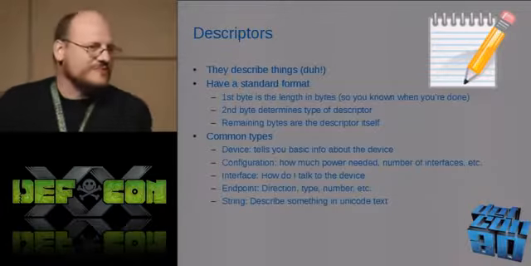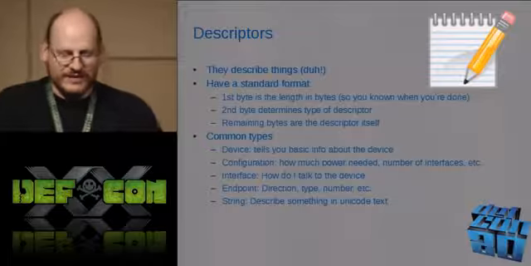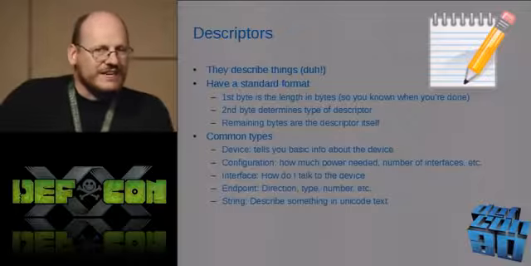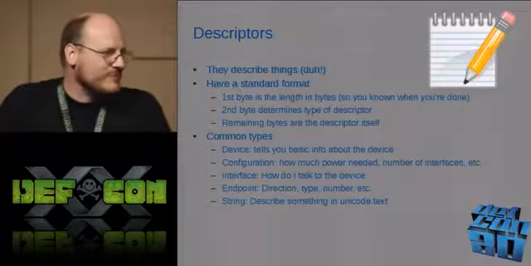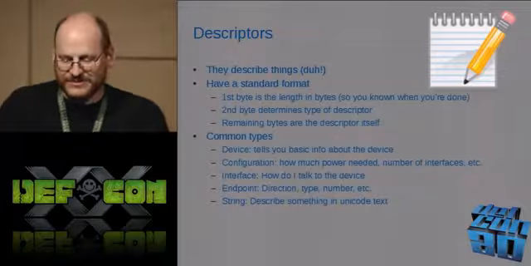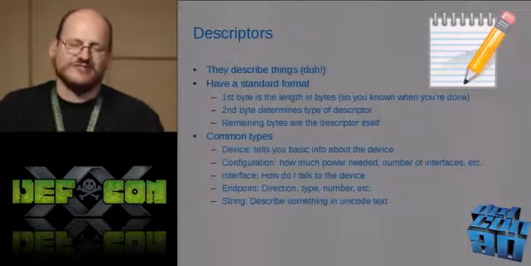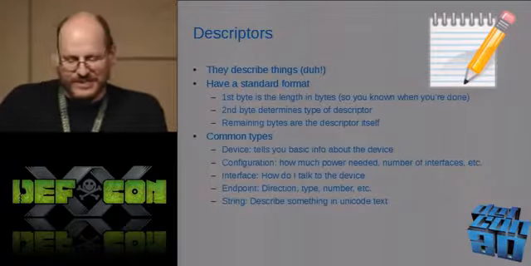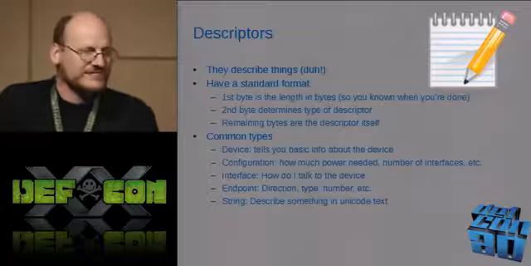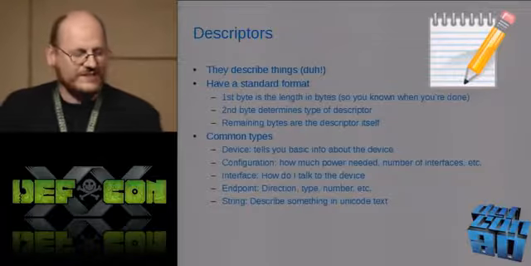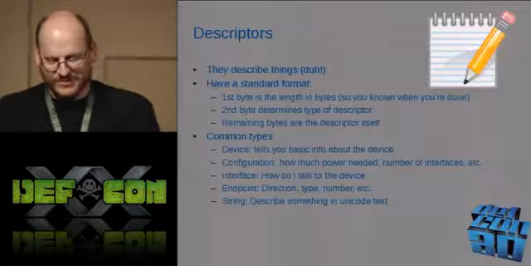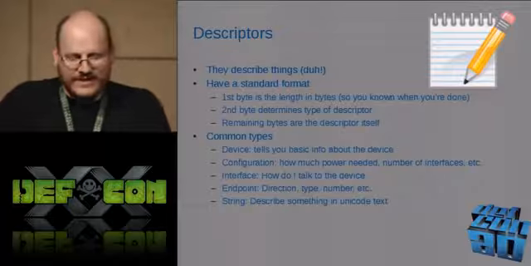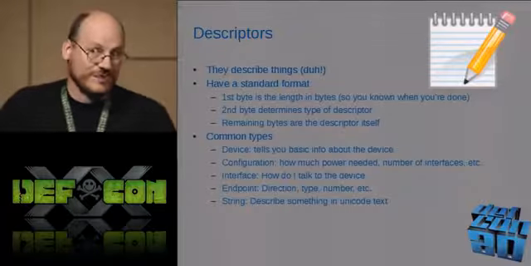Some common types of descriptors. A device descriptor is what's gotten first, and it tells you basic stuff like, hey, how can I talk to this device? What sort of power requirements does it need? Things like that. Configurations. Configuration tells you how much power. How many interfaces does it have? How do I talk to it, et cetera. Interface then goes on to further describe the device, and then we have endpoint descriptors, which tell us about each of the endpoints, and then string descriptors, which just give us strings in Unicode.